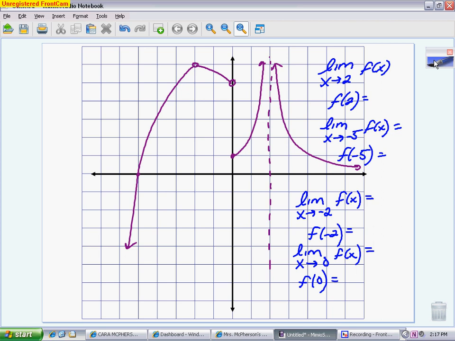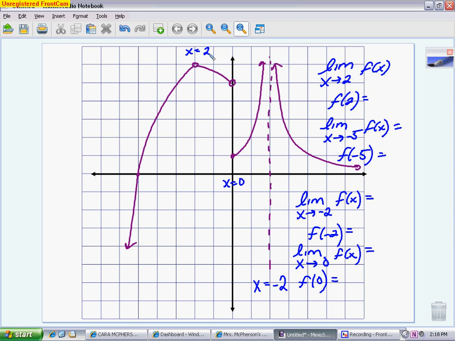So what you're looking at here is a function that has lots of discontinuities. We have a vertical asymptote here at x equals -2. We also have a large gap at x equals 0. We have a hole up here at x equals 2. And the rest of the function is nice and smooth.